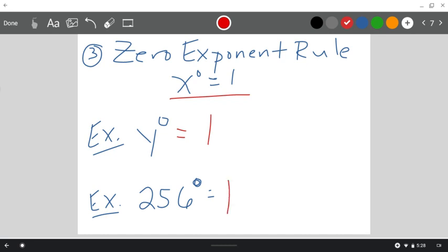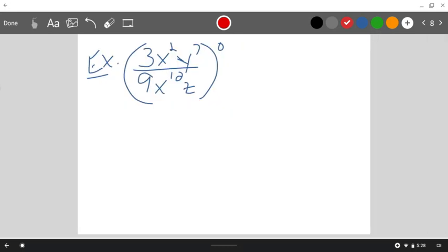256 to the 0 is equal to 1. We have this whole big giant fraction, lots of exponents, but we don't even need to simplify that because the whole thing is to the 0 power, so the whole thing would just be equal to 1. One way to think about why that works is this.